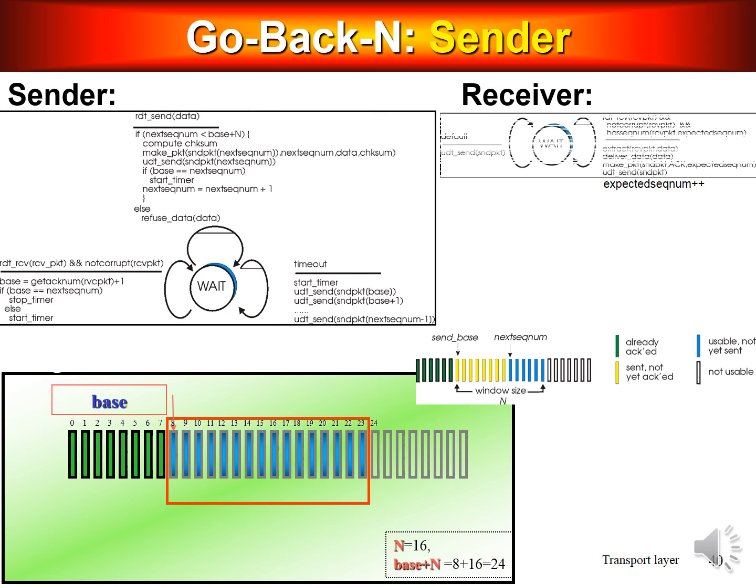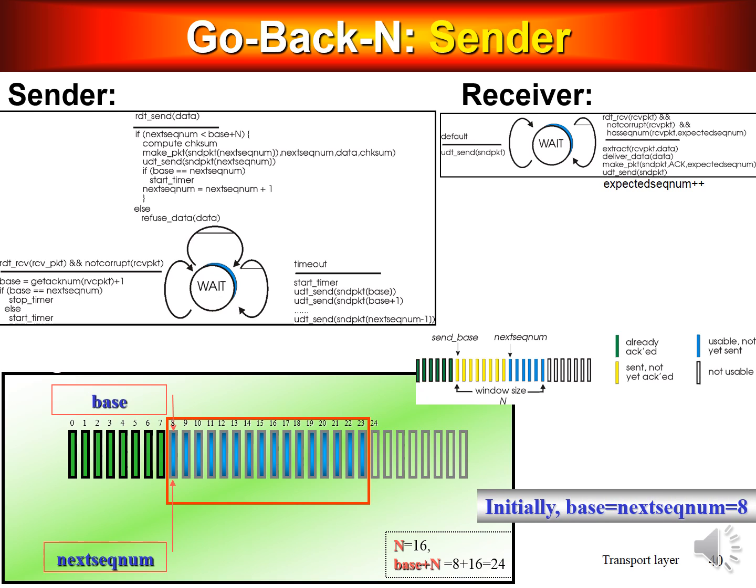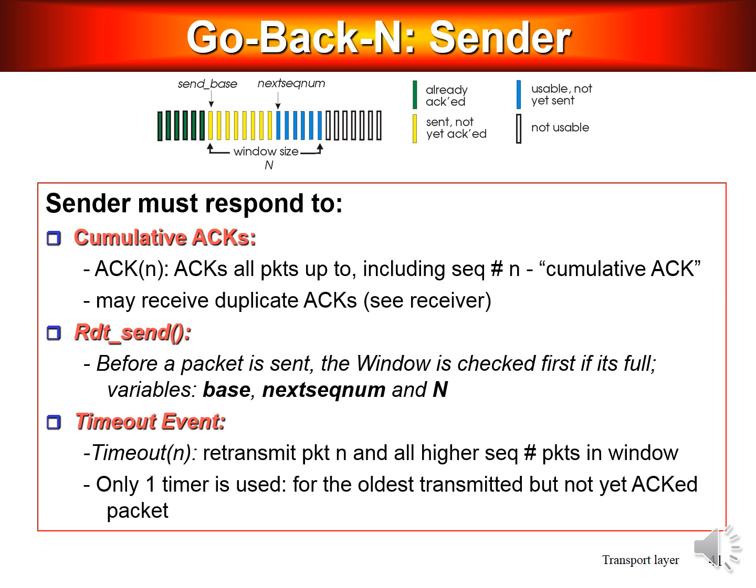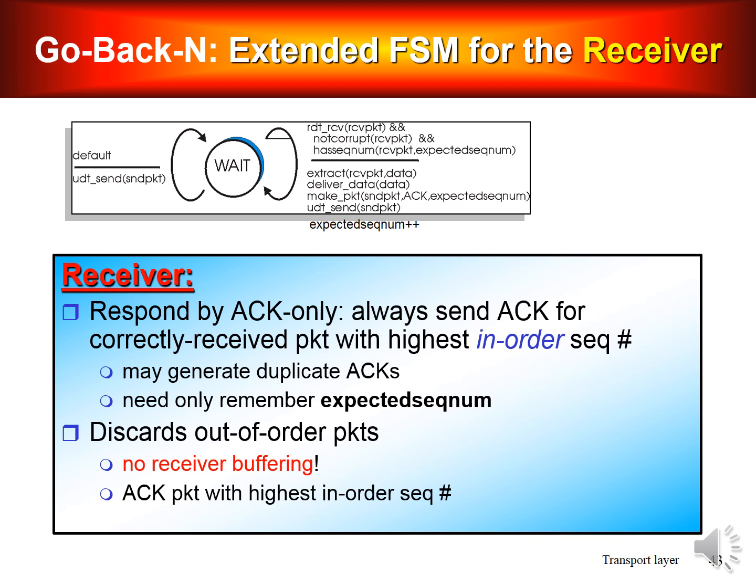So sender and receiver. Initially base is equal to next sequence number. In Go-Back-N with cumulative acknowledgement, on a timeout event the sender retransmits packet n and all higher sequence packets in the window. One timer is required. The receiver responds with acknowledgement only, sending the acknowledgement for the correctly received packet with the highest in-order sequence number. It discards out-of-order packets.